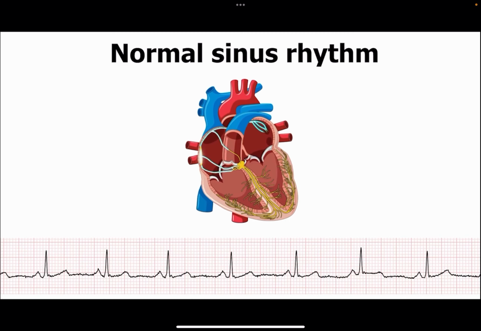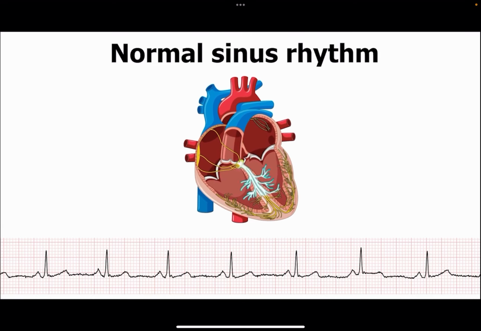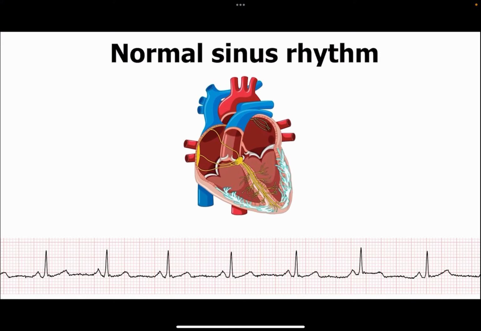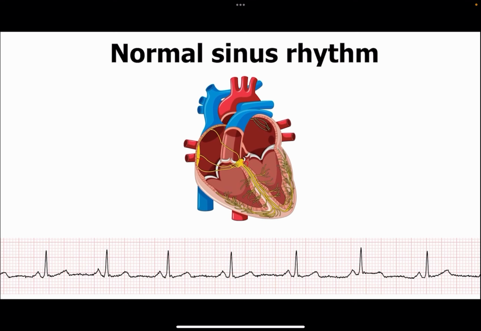Okay, so now you would see this is a normal sinus rhythm. The electrical impulse is smooth, no delay. It starts from the sinus node going to the AV node through the internodal pathway, and then the left and right bundle, and then the Purkinje system, and it goes back to the sinus node.